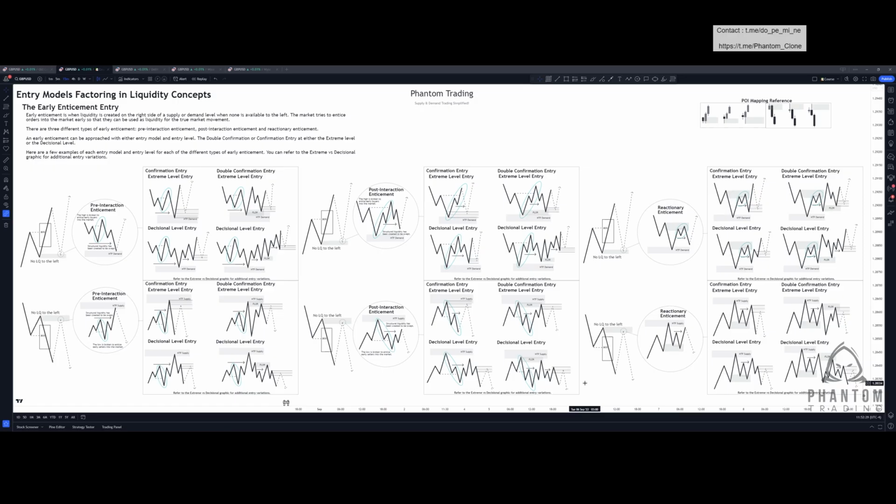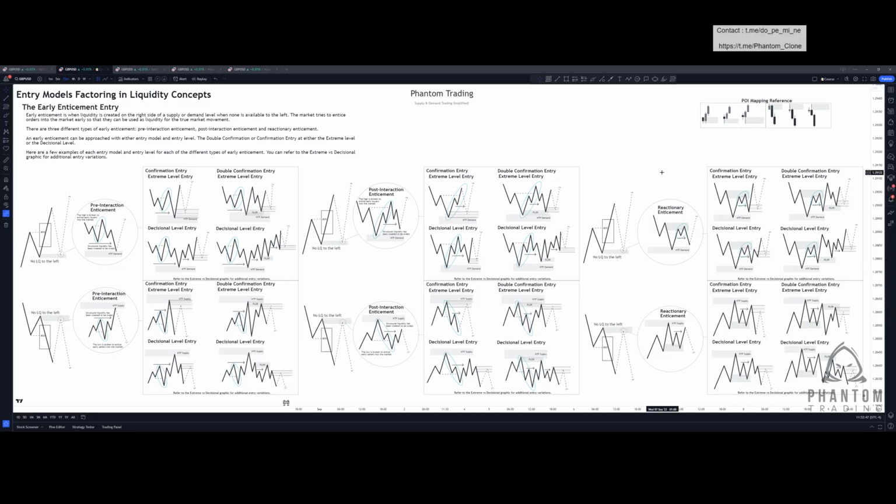Again, I urge you to refer to the extreme versus decisional graphics for additional entry variations. There are so many different variations that we can take note of when we're looking at whether to trade from the extreme or the decisional. So these are just brief examples of how to approach these situations.